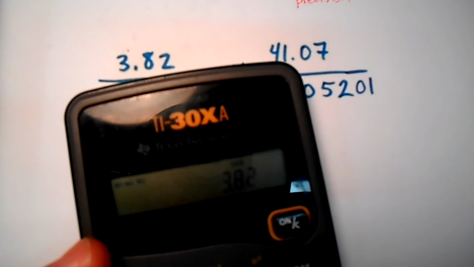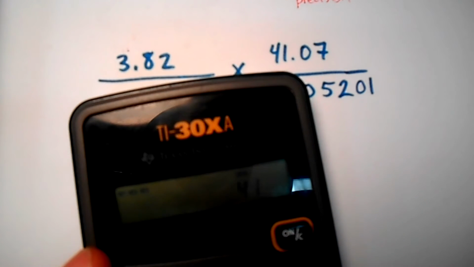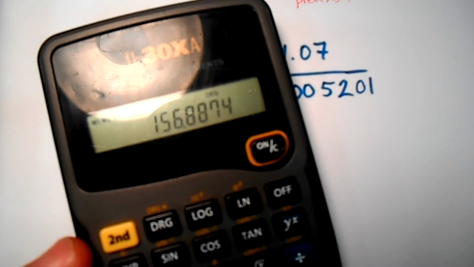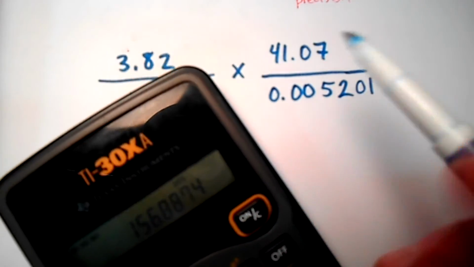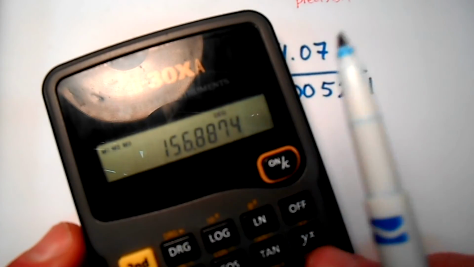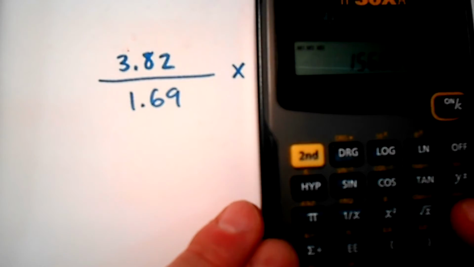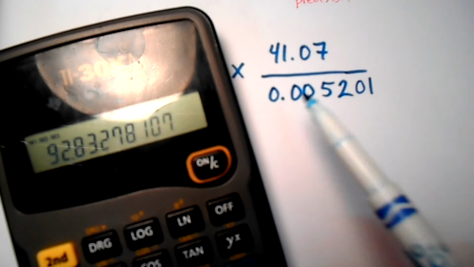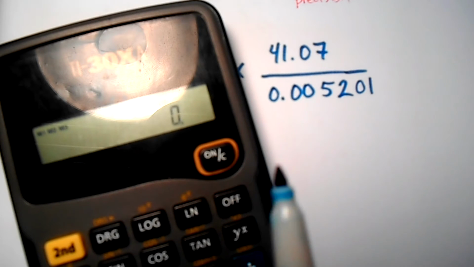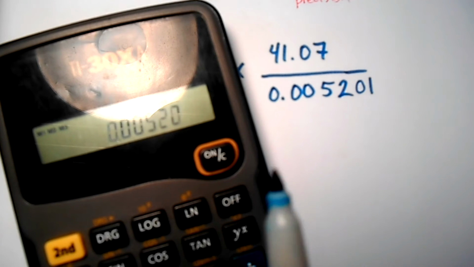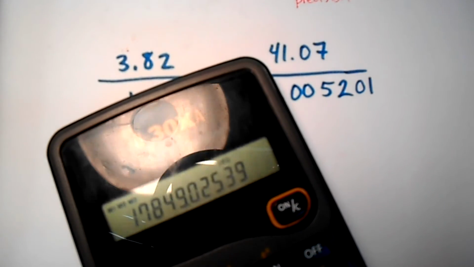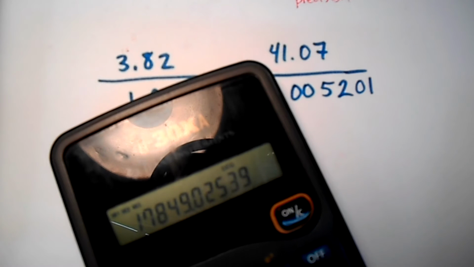3.82, and multiply that together with 41.07. That's just how I like to do it. Multiply everything on the top together. I hit equals, and that's my raw number just of these two multiplied together. Now I'm going to divide that by what's on the bottom, divided by 1.69 equals, and then I'm going to divide it by this other one, divided by 0.005201 equals. Here is my raw value. 17,849 point some odd change.